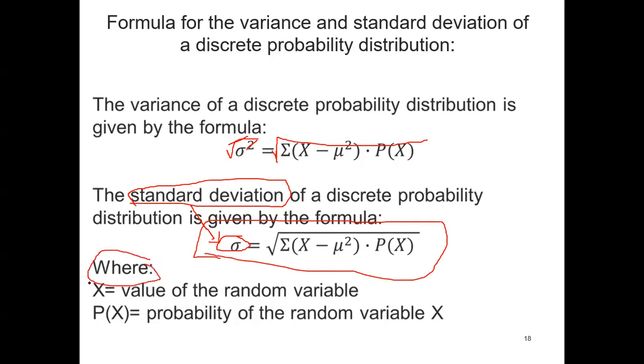Here, x is the value of the random variable and P of x is the probability of the random variable. Okay? We tackled that last time, x times P of x.